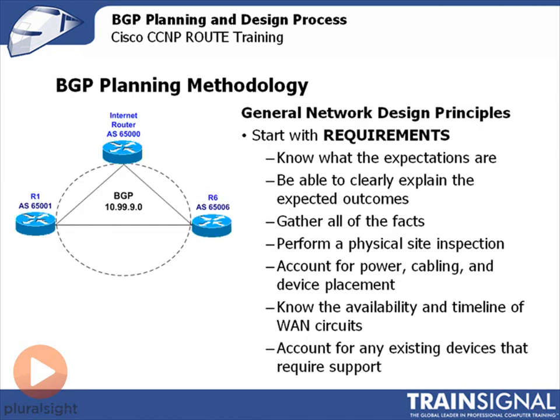So whenever you're going to design a network, no matter what protocol you use, no matter what setting, no matter what service provider, you always want to start with requirements. Know your expectations. Don't assume them. Always make sure you know what they are. Be able to clearly articulate, in a number of fairly well-phrased sentences, what the expected outcomes are. Is it we want internet connectivity throughout the enterprise? Is it we want to connect to this particular internet service provider? From a BGP standpoint, what is the outcome?